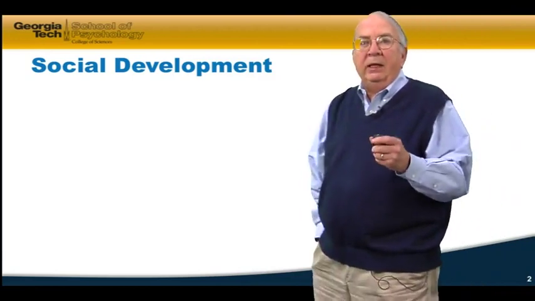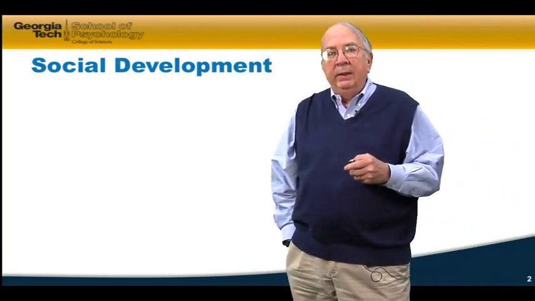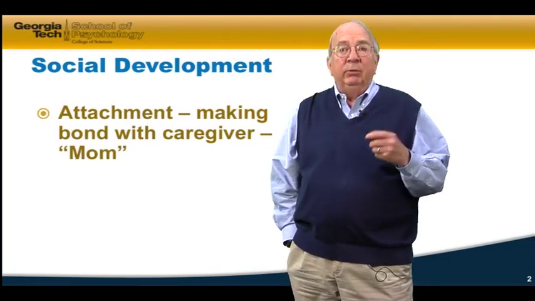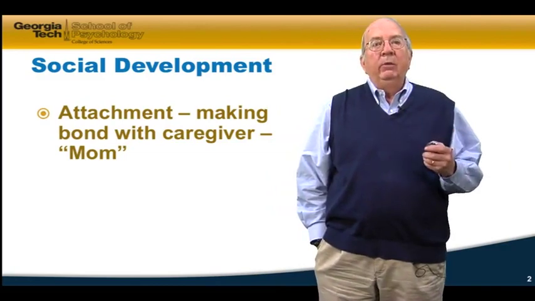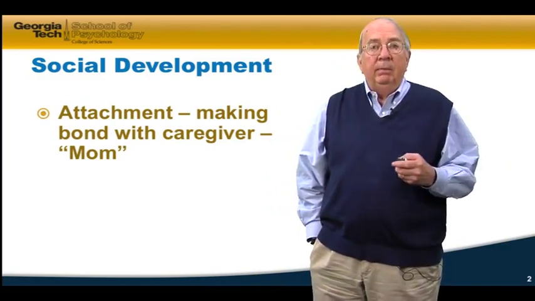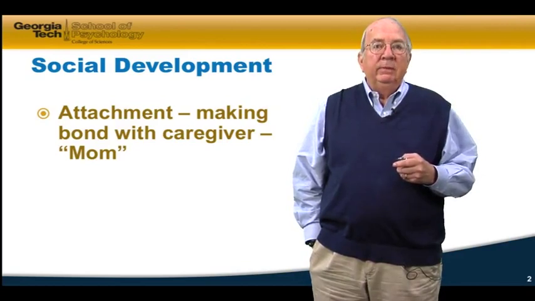Last time we talked about cognitive development, and now in this video we're going to talk about social development. The important word here is attachment. That is, very early in life, we have to make a bond with the caregiver, typically mom, which really is the contact we have with the world around us.